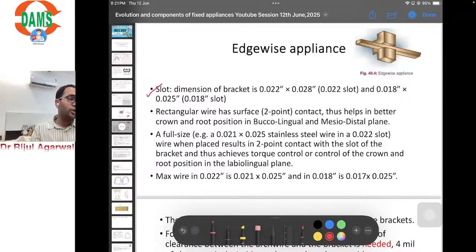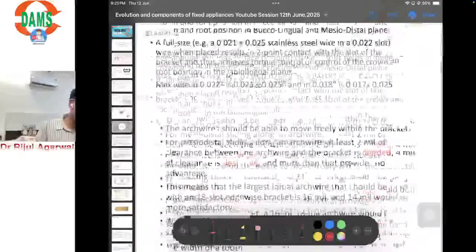Next MCQ question: what will be the maximum dimension wire which can be inserted in the O22 slot? It is O21 cross O25, providing 2-point contact, achieving proper torque control of the crown and root position. So the maximum dimension in O22 is 21 cross 25, and in O18 it is 17 cross 25 wire.